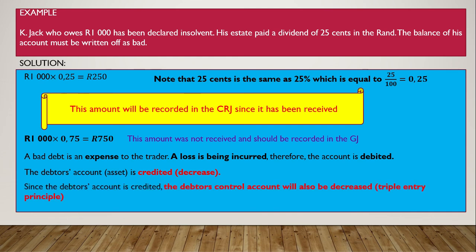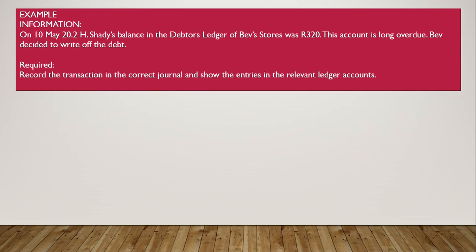Since the debtor's account is credited, the debtors control account will also be decreased. This is a triple entry principle. So we decrease the amount in the general journal, we decrease it in the debtors control, and we also decrease it in each debtor's account, as we have done in the previous classwork that I've given you guys. We're going to be doing this example next. I'm going to be showing you guys how to record the amounts.